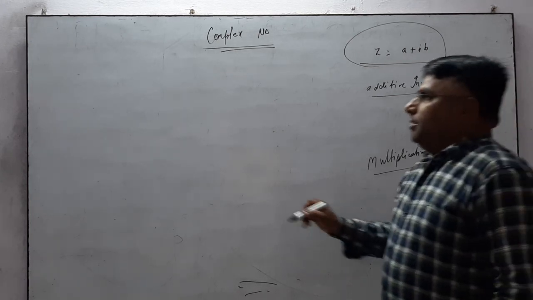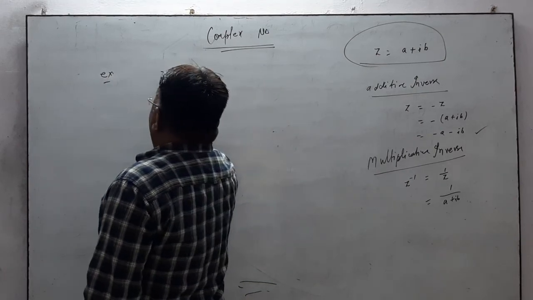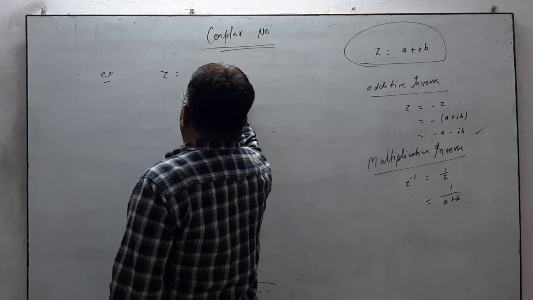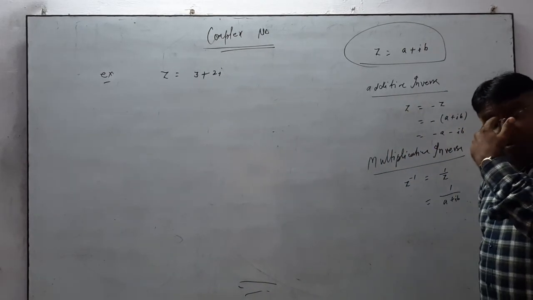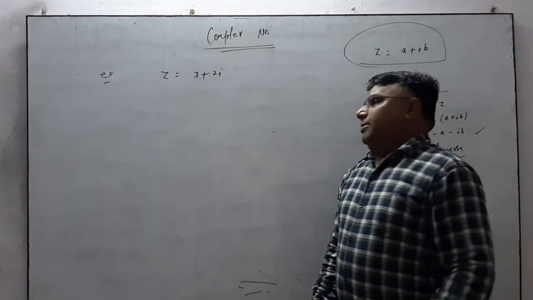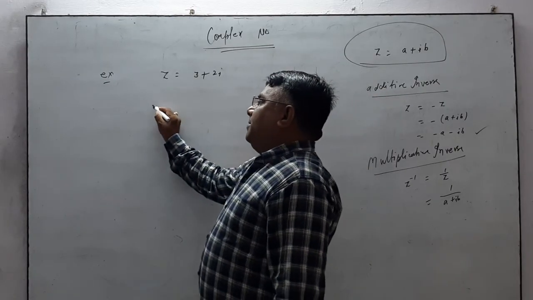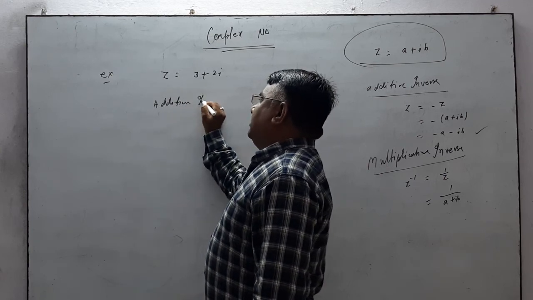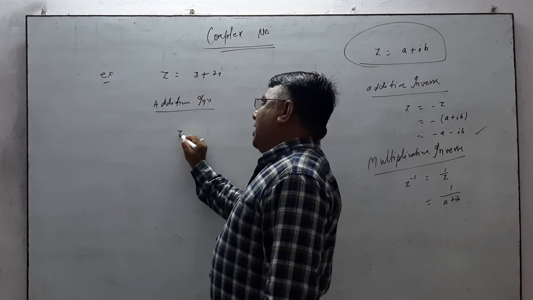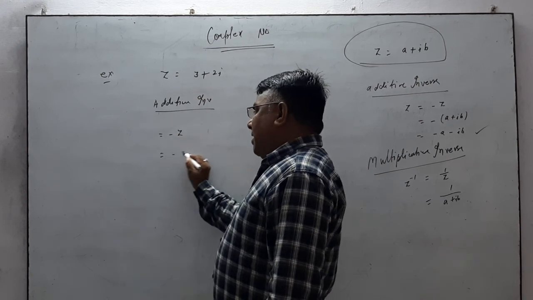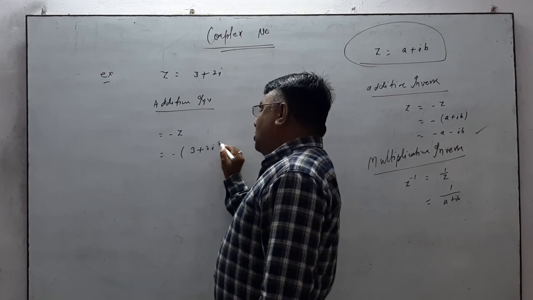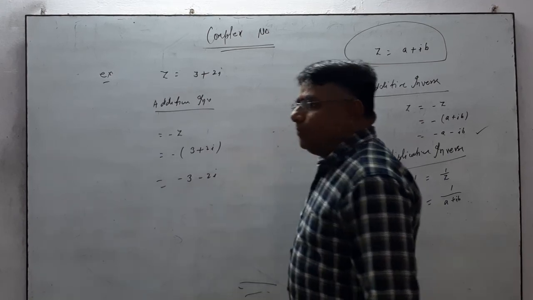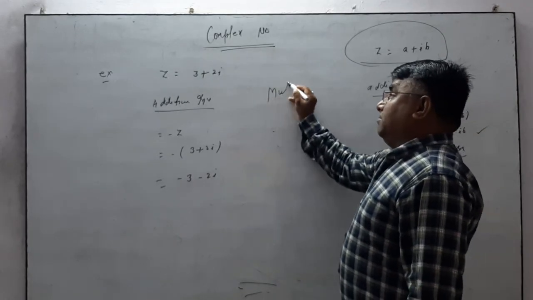For example, given is a complex number 3 plus 2 iota. Now find the additive inverse and the multiplicative inverse. The additive inverse is denoted by minus z, and z is 3 plus 2 iota. So the additive inverse is minus 3 minus 2 iota. But what is the multiplicative inverse?